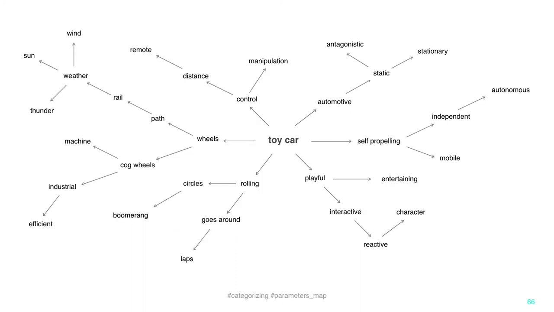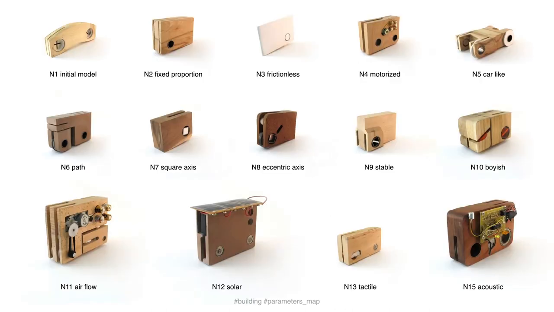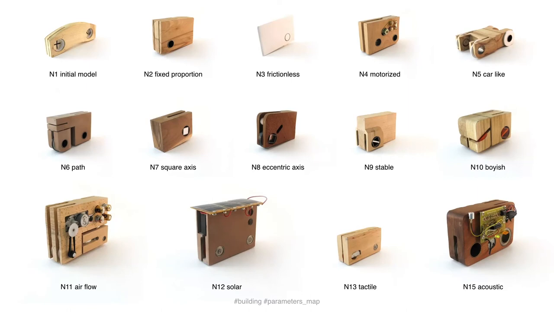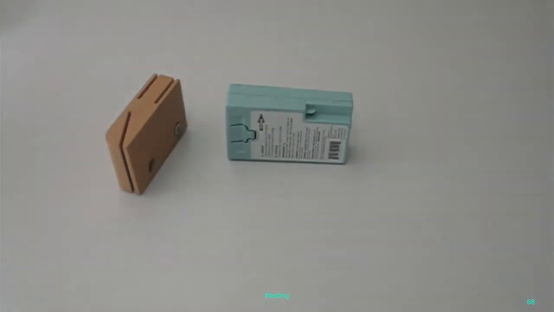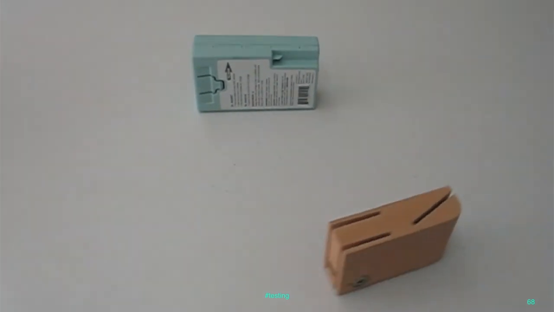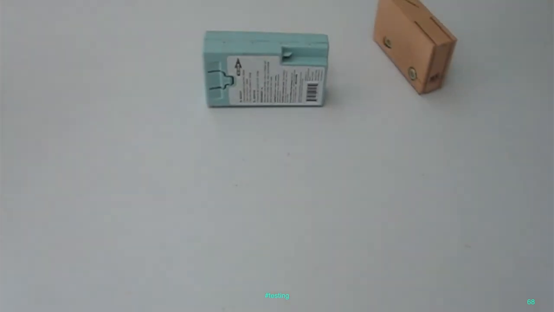I just collected parameters of each of those things, toy and car. I categorized them and started to create objects. Each of those objects tested some parameter, for example, proportion, material, which became frictionless. I added motors, I tried to steer the wooden block, I added solar panels and different electronics to see how they behave. This is one of them tested in the environment. So this object rides around some plastic box.